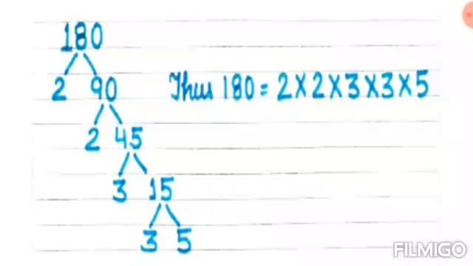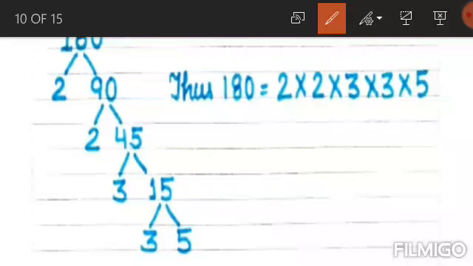Now again, this is the even number. We start to divide it by smallest prime number, that is 2. And after dividing, we get 90. Again, it is an even number. We will divide with 2 again, and we get 45. Now it is not divided by 2.